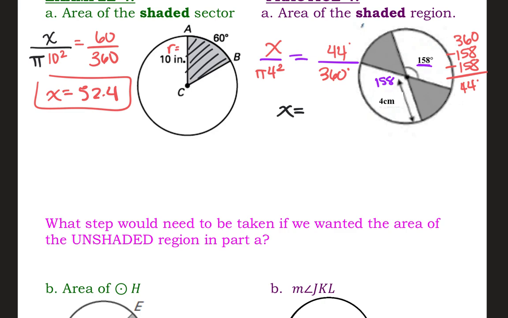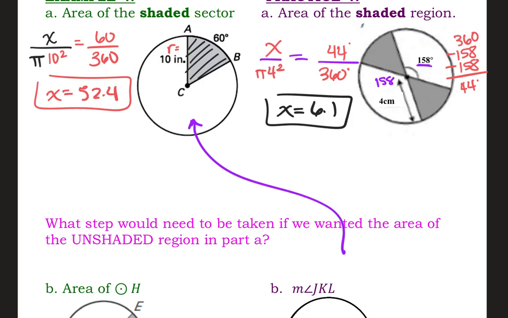What is it? 6.1. All right, so then if I asked you for the non-shaded region for this one, how would I figure out the degrees for that one? What would be the first thing you'd have to do? You could do 360 minus 60, right? Because that'll give you the 300 degrees. Everything else would remain the same.